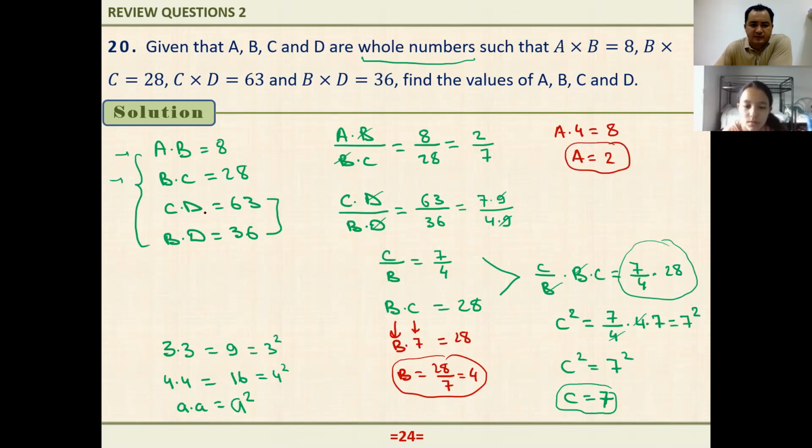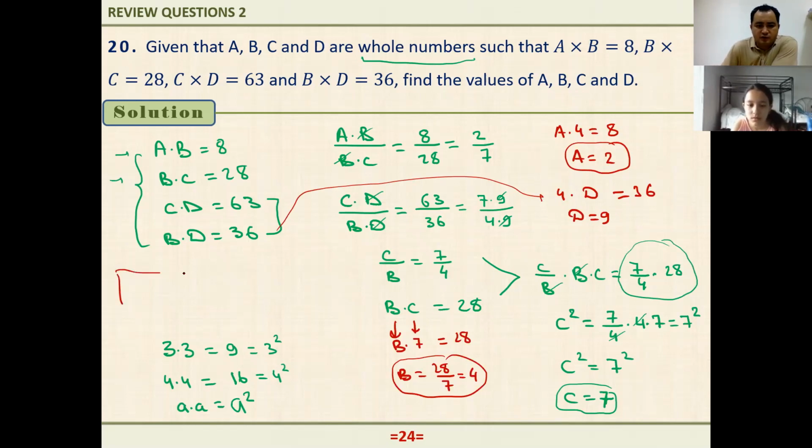Now we need to find D. Either using this equation or this equation, we can get the value of D. From here, if you use this equation, what is B? B equals 4. 4 times D, we don't know yet. 36. So what is D? Equals 9. So the answer here, you can just write the answer here.